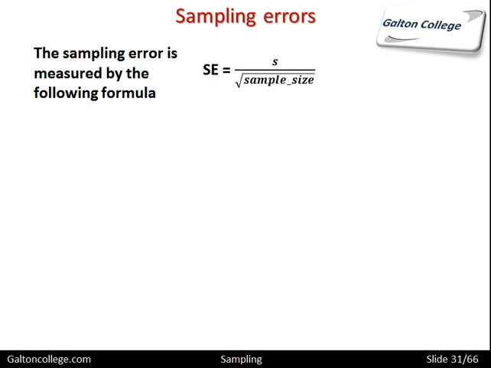Let's talk about sampling errors. Well, we have something called the standard error. The standard error is the standard deviation of the sample divided by the square root of the sample size. That's just a little formula that gives us what's called a standard error. So the S is the standard deviation of the sample.